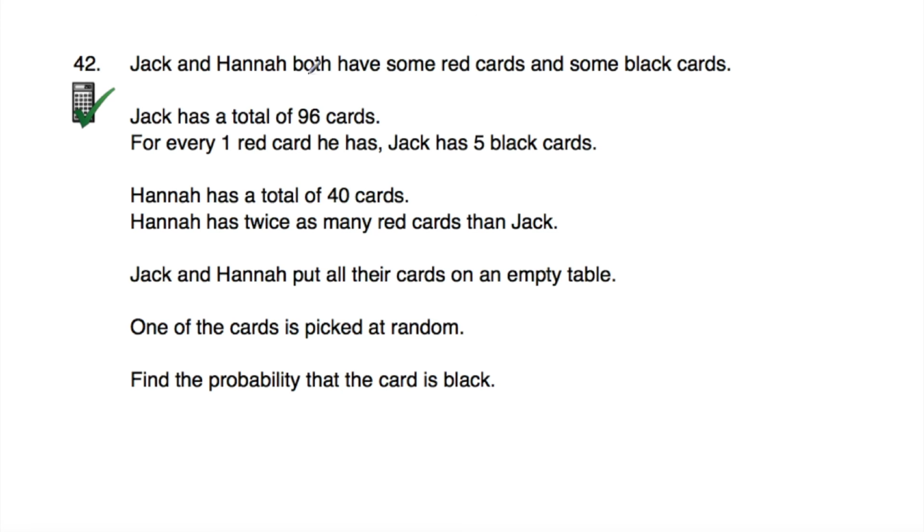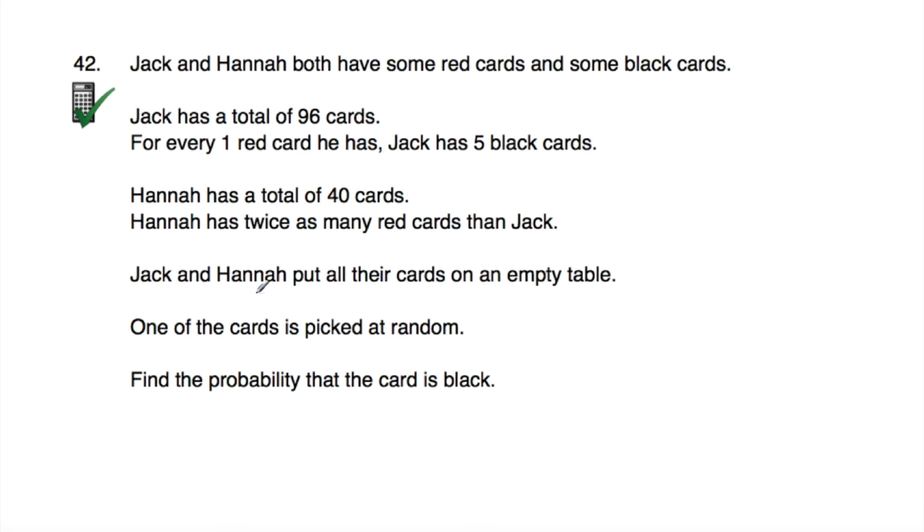So that means he could have 1 red and 5 blacks. He could have 2 reds and 10 blacks and so on. But we do know he's got 96 altogether, so we can work out how many red and how many black he has. We're told that Hannah's got a total of 40 cards, and she has twice as many red cards than Jack. So how many red cards Jack has, Hannah's got twice as many.